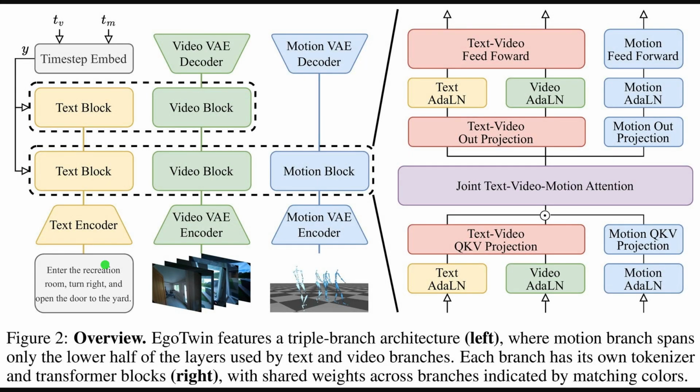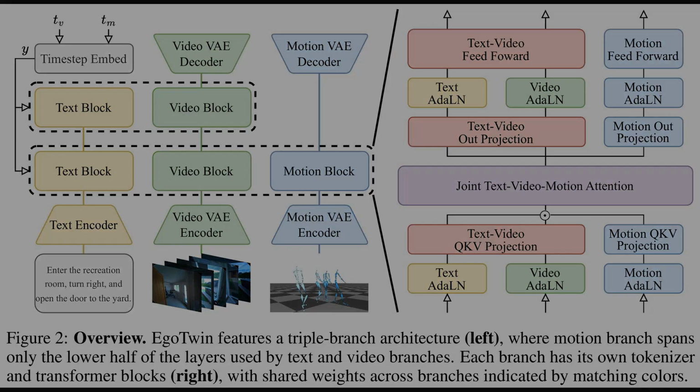Next, you can see the architecture sketch that ties everything together, with encoders at the bottom, stacked transformer blocks in the middle, and decoders at the top. The left panel shows parallel text, video, and motion branches, where the motion branch uses only the lower half of layers, so it stays lightweight while still synchronizing with the others. The right panel details the shared attention core, which mixes text, video, and motion through joint attention and aligned projections.